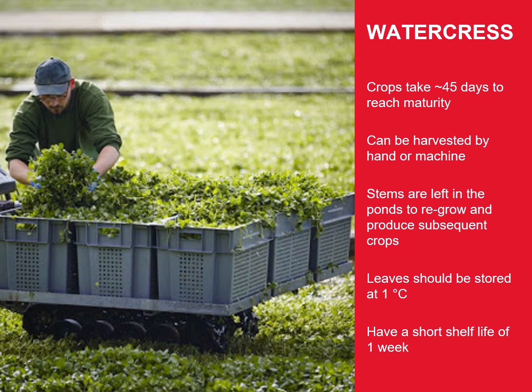Quite commonly the stems are left within the ponds, and then they will regrow and produce a subsequent crop, so it can be quite efficient, as growers don't have to plant cuttings successively, since the previous plantings will just regrow. Once harvested, the leaves should be stored at about 1 degree C, but they have quite a short shelf life of only about a week.